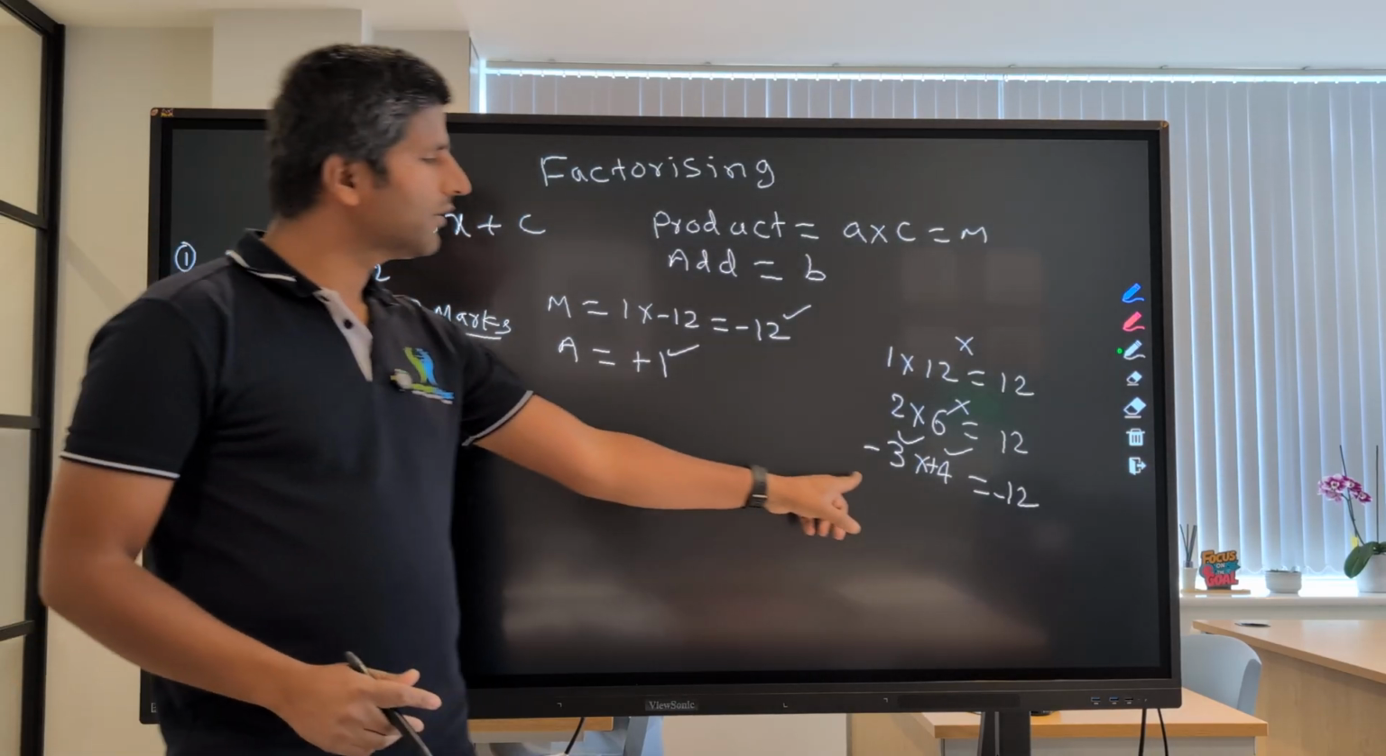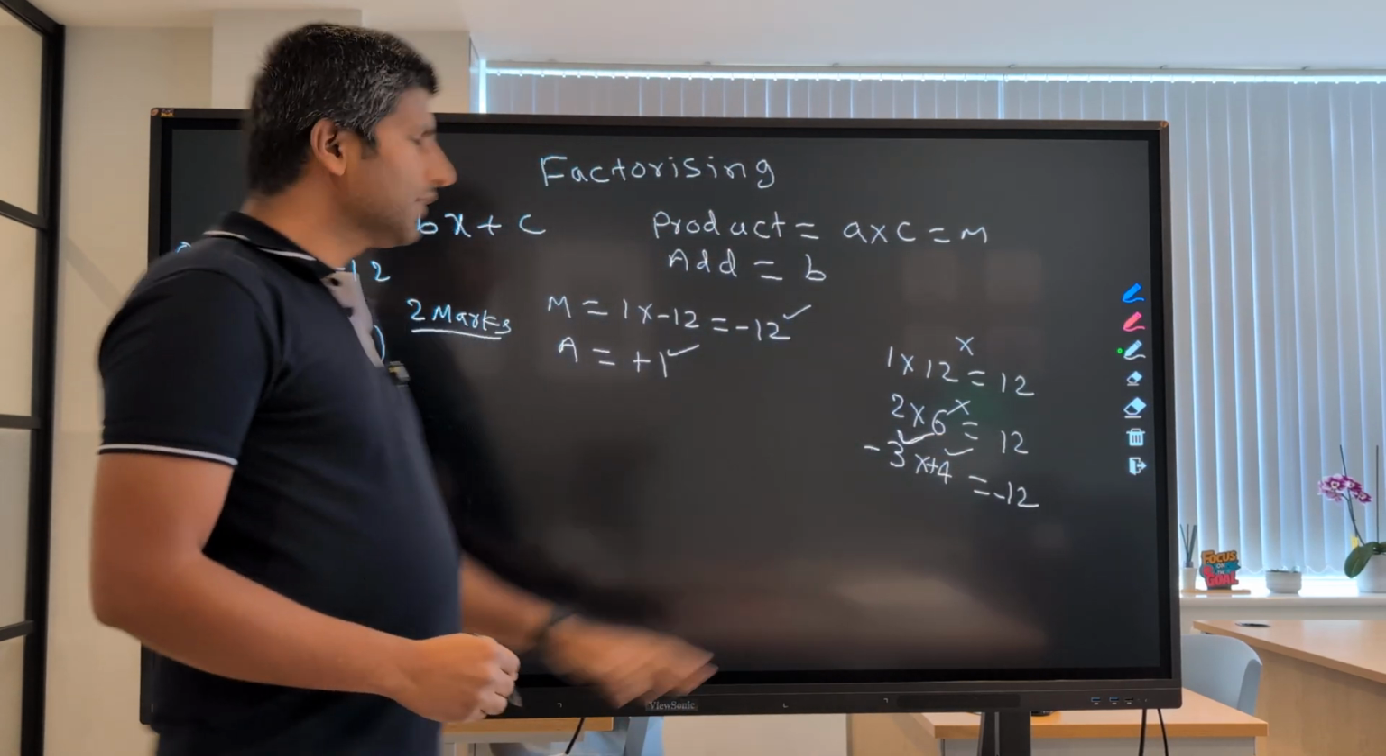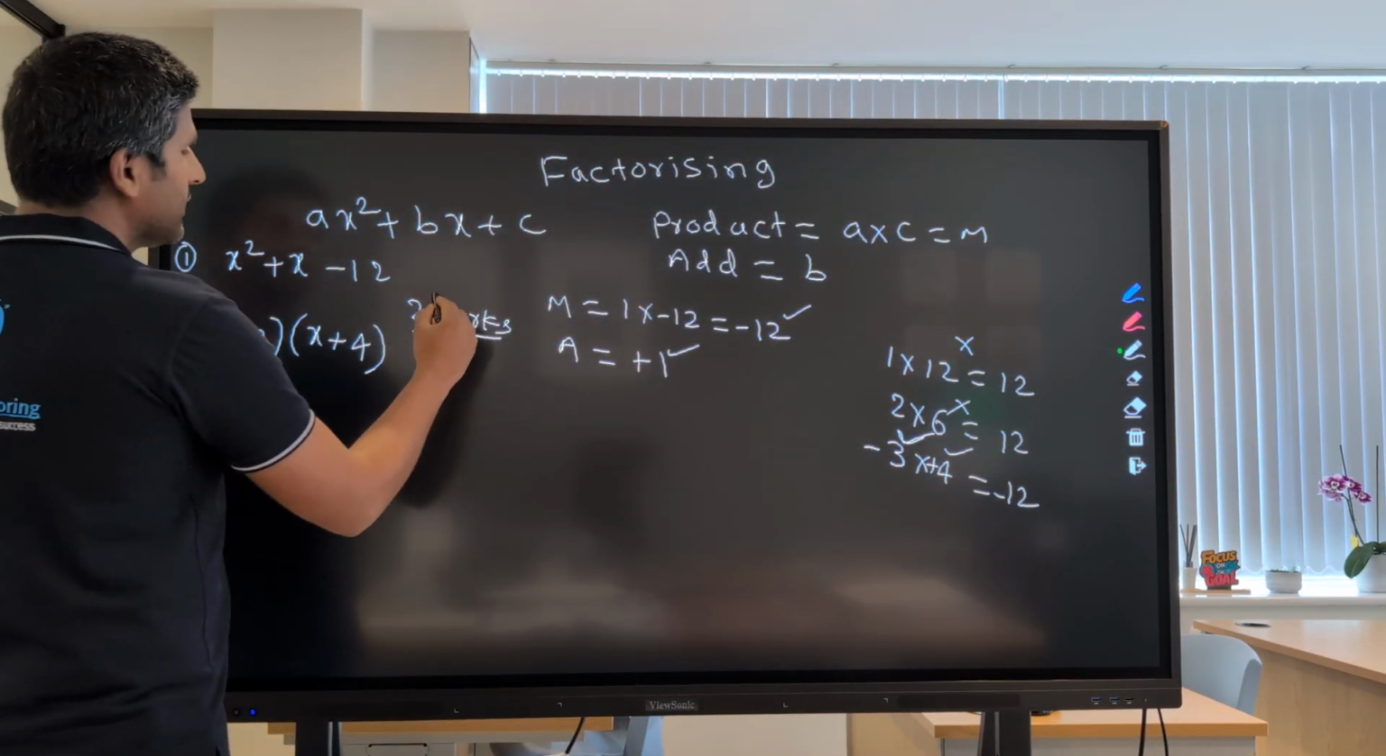So the key thing is you need to find the two numbers which satisfy the condition. Okay, that's that. That's it for 2 marks, perfect.